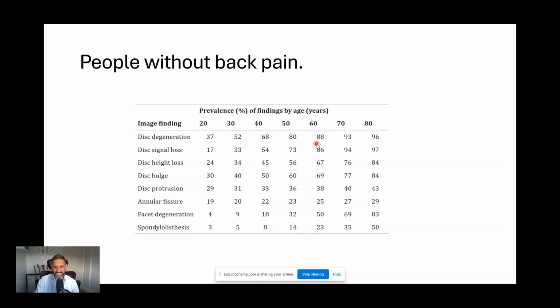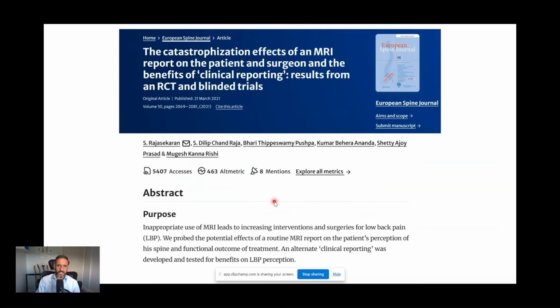And as we get older, 50, 60, look how common these findings are. Now, under the age of 50, yes, in a small subset of patients, these findings here, annular fissure, spondylolisthesis, are slightly more commonly seen in patients with pain, so can possibly be the cause of the initial pain. And these are important things to be assessed by a surgeon, to be absolutely clear if it's still the ongoing cause, but often it isn't.